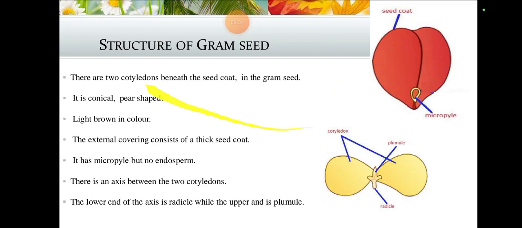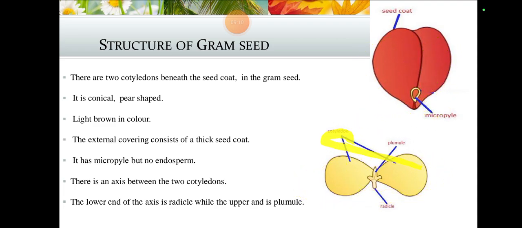Okay, so the structure of the gram seed. There are two cotyledons beneath the seed coat in the gram seed, because it is, look, a gram seed, with two cotyledons. This is external and this is internal.